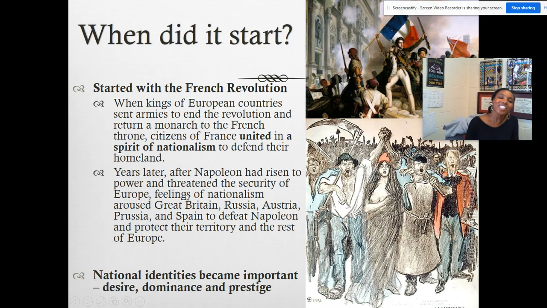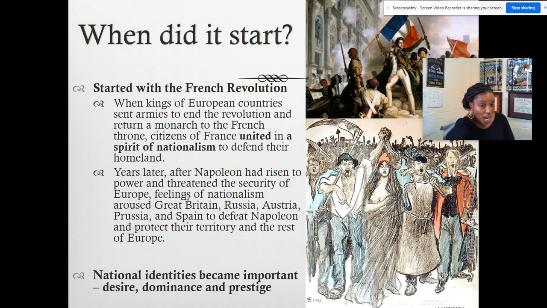All right, when did it start? So it starts with the French Revolution, when the kings of the European countries sent armies to end the revolution and to basically return a monarch to the French throne. Citizens of France united in a strong spirit of nationalism to defend their homeland, to defend their beliefs, and to put their monarch back on the throne.